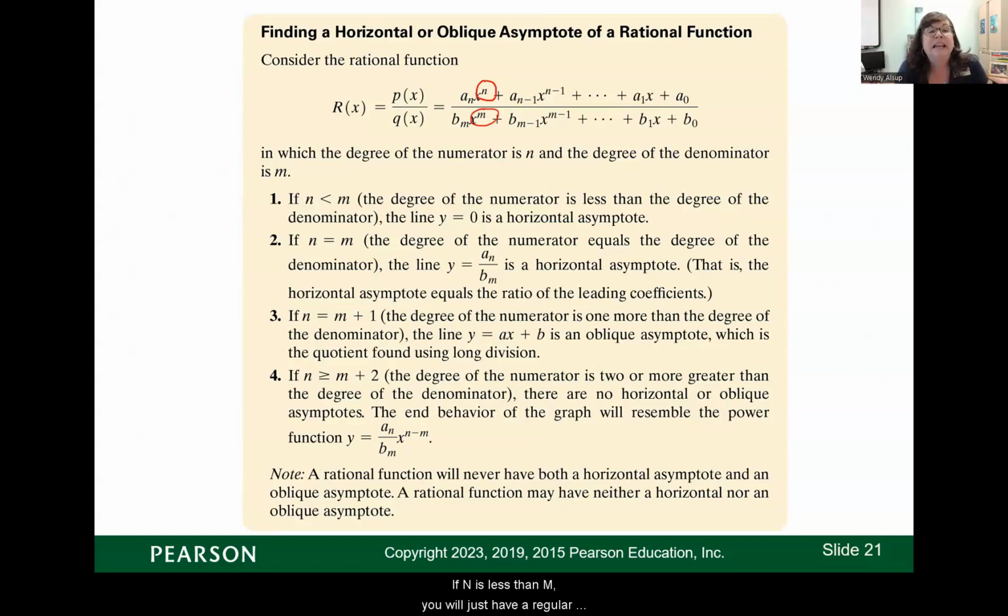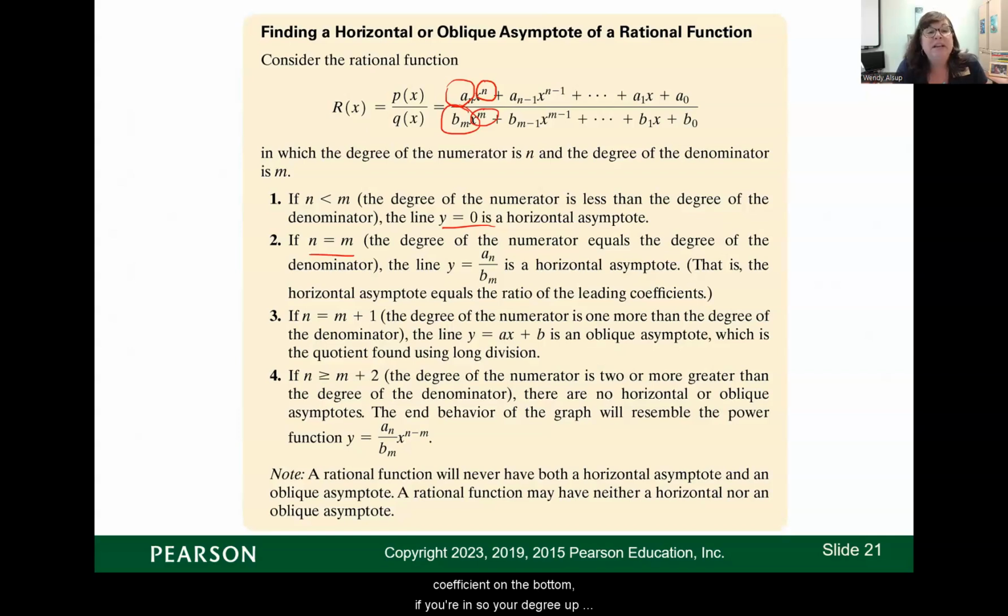If n is less than m, you will just have a regular old y equal to 0 horizontal asymptote. If n equals m, then you're going to have a horizontal asymptote equal to the leading coefficients. So the leading coefficient up top divided by the leading coefficient on the bottom.